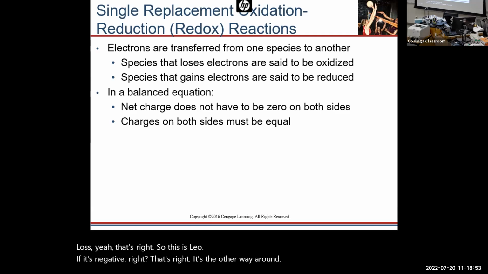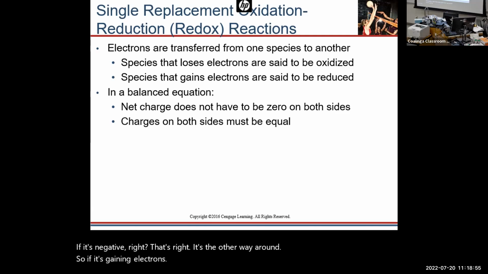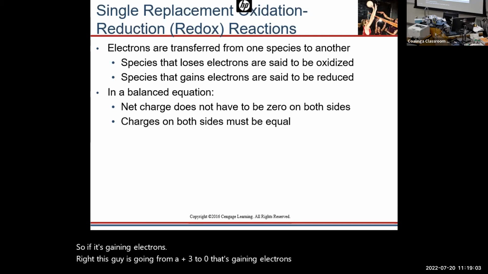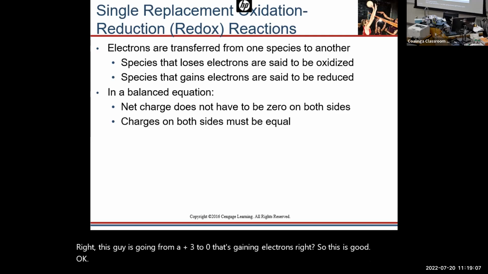So if it's gaining electrons, this guy is going from +3 to 0. That's gaining electrons, right? So iron is getting reduced, magnesium is being oxidized.